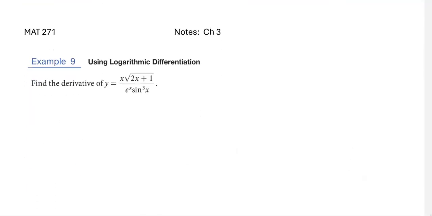Now what's nice is we could use logarithmic differentiation to do an expansion using log properties that help us take derivatives and make them look a little bit nicer. So let's say we want to take the derivative of this guy. This guy's a mess, right?